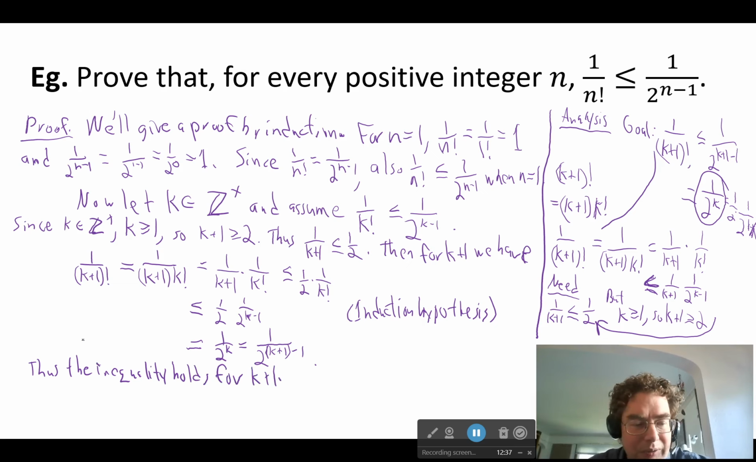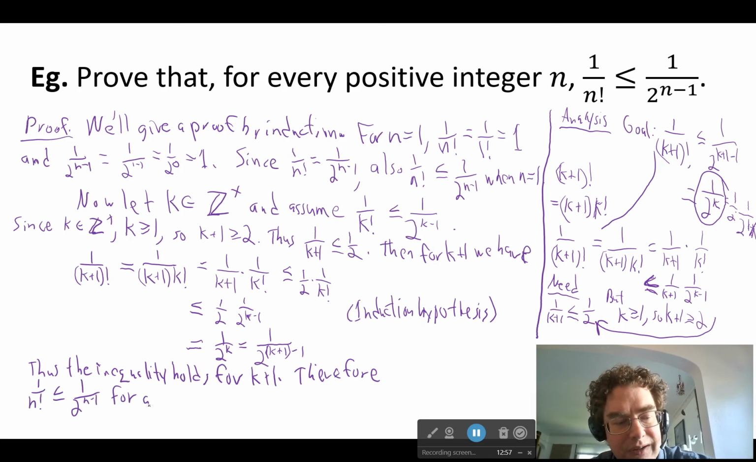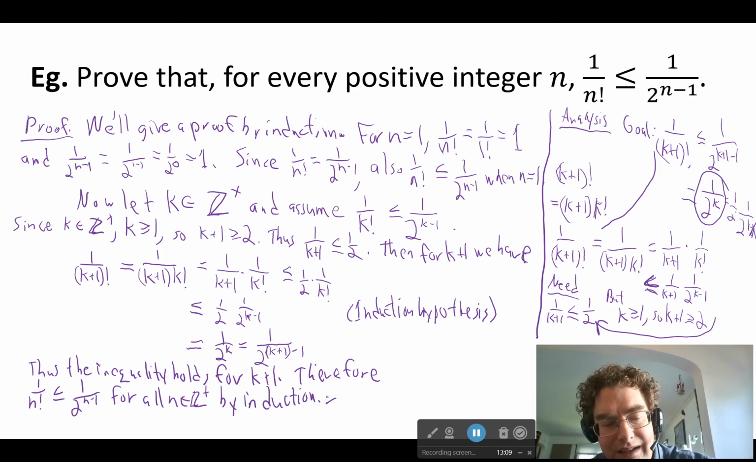Okay, we could leave it there. We could put in another concluding sentence. Let's do another concluding sentence this time. I'll say therefore 1 over n factorial is less than or equal to 1 over 2 to the n minus 1 for all n in Z plus by induction. And now we'll say we're done. We got a nice wrap up there. Really kind of forcefully state that conclusion. We've proved what we were trying to prove.